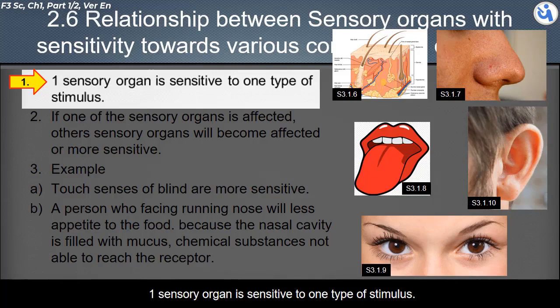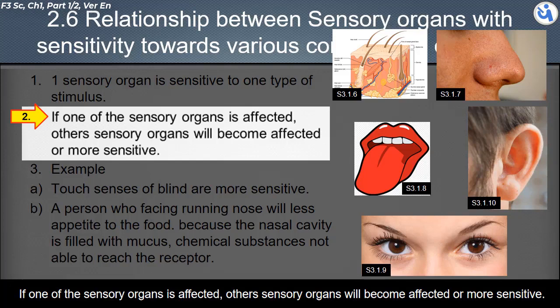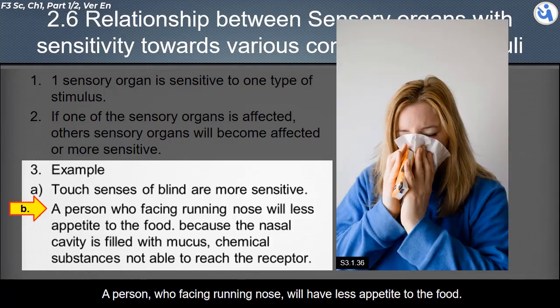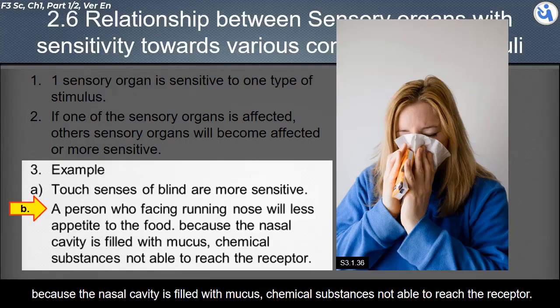One sensory organ is sensitive to one type of stimulus. If one of the sensory organs is affected, other sensory organs will become affected, or become more sensitive. For example, the touch senses of the blind are more sensitive. A person who has a runny nose will have less appetite for food, because the nasal cavity is filled with mucus, and chemical substances are not able to reach the receptors.